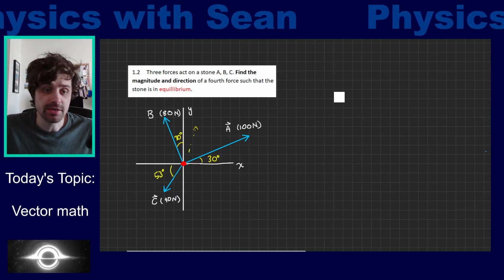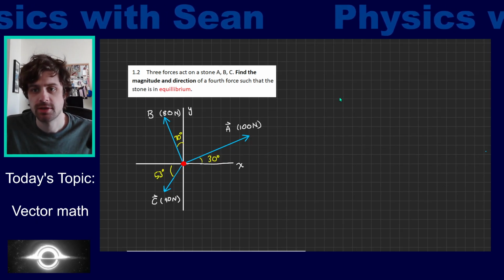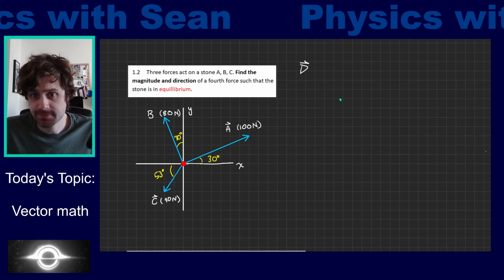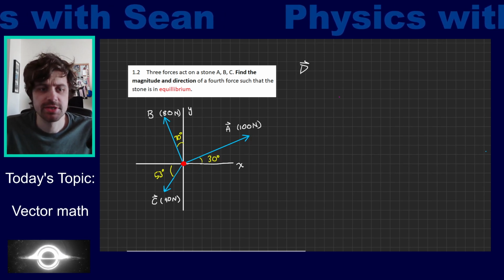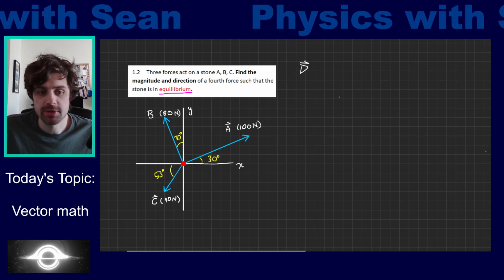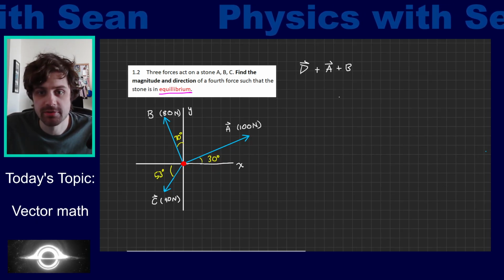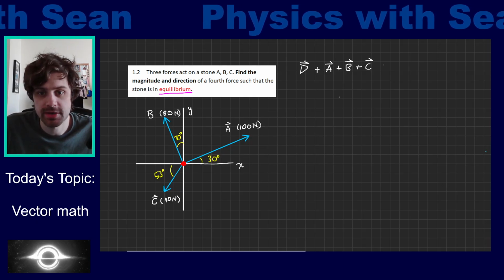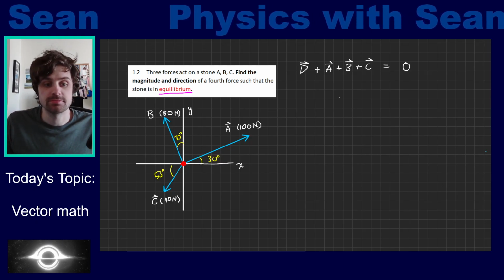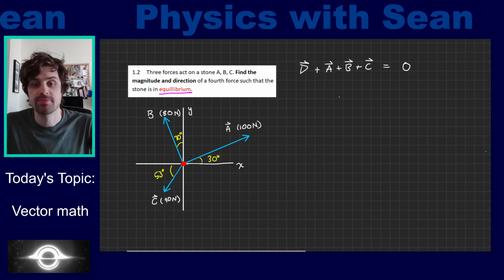The idea here, what the problem's asking us to do, is imagine that there's this fourth force, which we'll call force D, such that vector D causes this stone to be in equilibrium. Equilibrium means that if we add this fourth force vector D plus the three other forces already there, vector A, vector B, and vector C, they all have to equal 0. Equilibrium means that the resultant force, the result of all the forces added together, is 0.